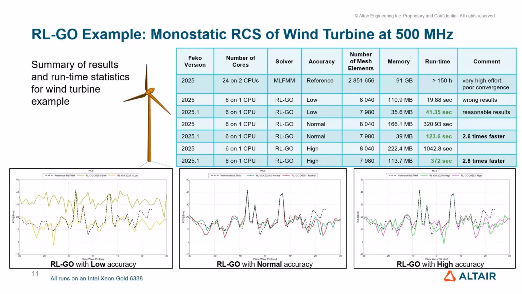And here we have a summary slide of the performance metrics for the wind turbine model. MLFMM required about 150 hours of compute time and more than 90 gigabytes of memory. Whereas if we look at RLGO in 2025.1, it provided comparable results in under 1 minute and with less than 40 megabytes of memory. So for electrically large or repetitive simulations, the updated RLGO method offers a practical alternative, I would say, and with much lower hardware requirements as well as turnaround times.